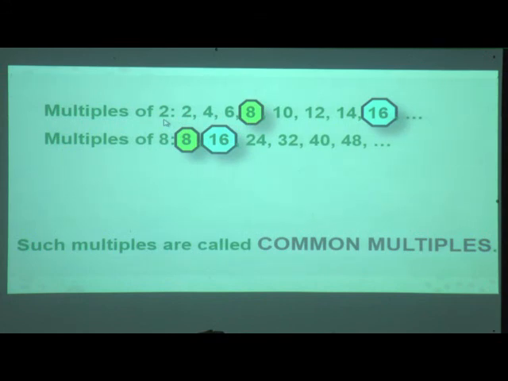First, the common multiple is 8. Then, it is 16. We have only two common multiples of 2 and 8. Those are 8 and 16. Such multiples are called common multiples. Okay.